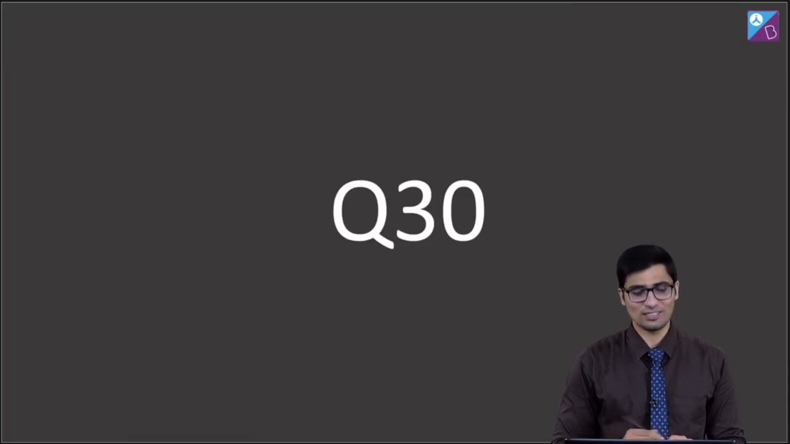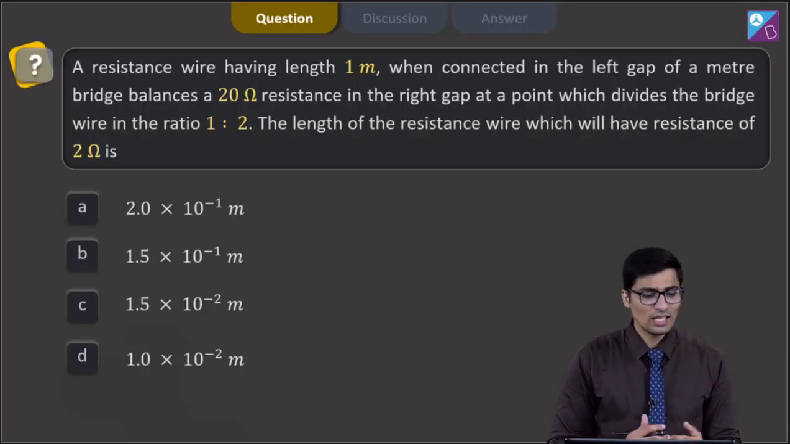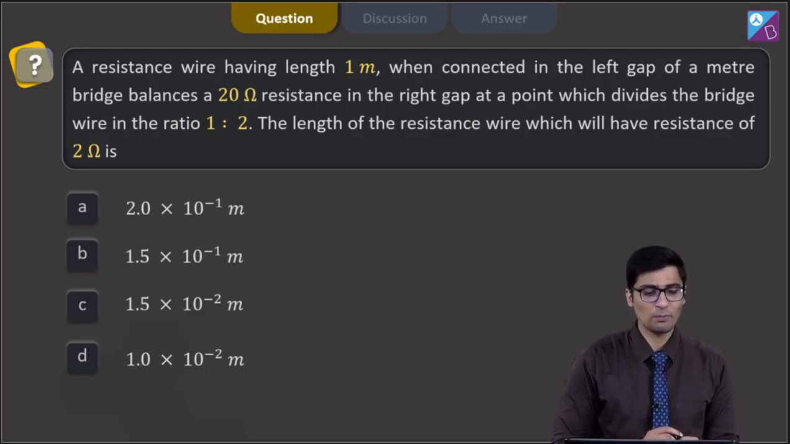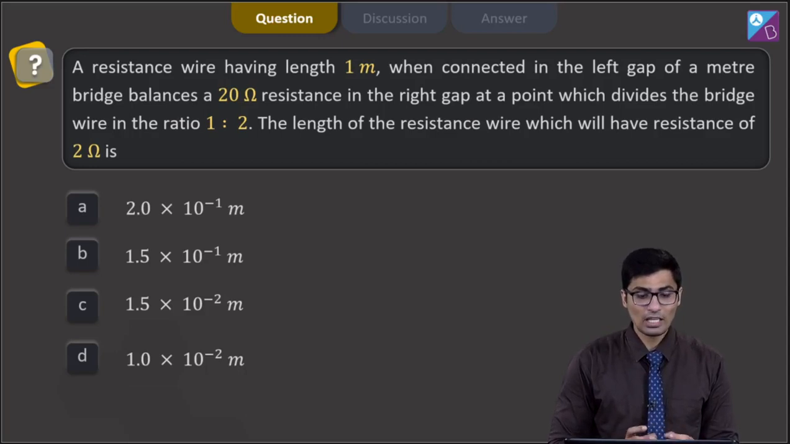This is question 30. Question 30 says a resistance wire having length 1 meter when connected in the left gap of a meter bridge balances a 20 ohm resistance in the right gap at a point which divides the bridge wire in the ratio 1:2. The length of the resistance wire which will have the resistance of 2 ohms is. So, there are 4 options: 2 into 10 raised to power minus 1 meter, 1.5 into 10 raised to power minus 1 meter, 1.5 into 10 raised to power minus 2 meter, or 1 into 10 raised to power minus 2 meters.